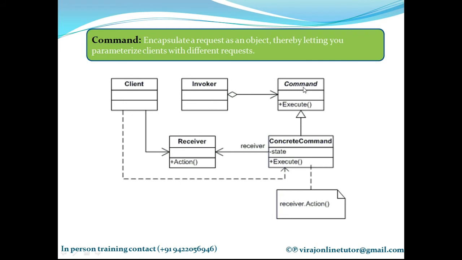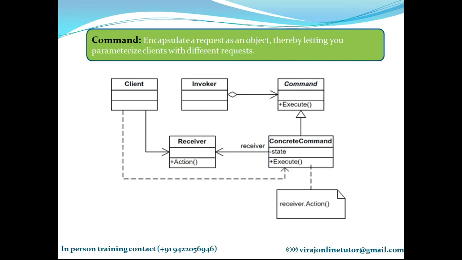So the invoker is containing a list of commands, that's shown by aggregation here. The execute function of each concrete command will execute an action on the receiver. This is a receiver class which is having an action function. So whenever someone executes the execute function, it executes the action of the receiver. Okay, so the invoker is going to have a list of commands. So if someone calls execute of the invoker, it calls execute of each of the commands which are stored inside this invoker.